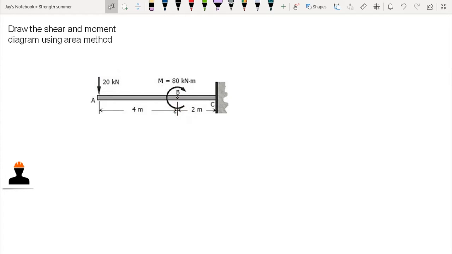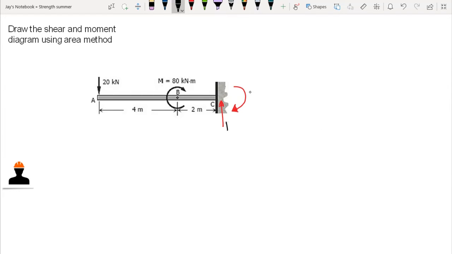The first thing we do here is to compute the reactions. We know that we only have one support, so at our fixed end we have three reactions: a vertical reaction, a horizontal reaction, and a moment. Let's assume the directions, so if we come up with a negative value in our answer, then we had an incorrect assumption. At C we have the vertical, horizontal, and moment reactions. However, we do not have a horizontal force along the beam, so we could say that we do not have a horizontal reaction, and this gives us 0.